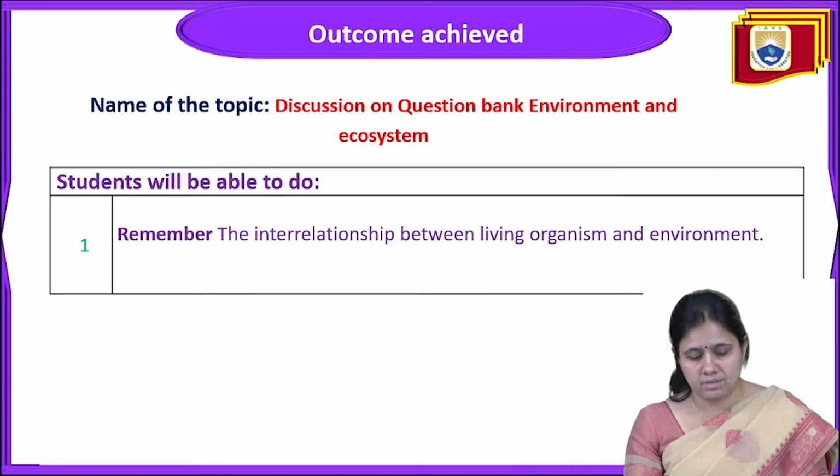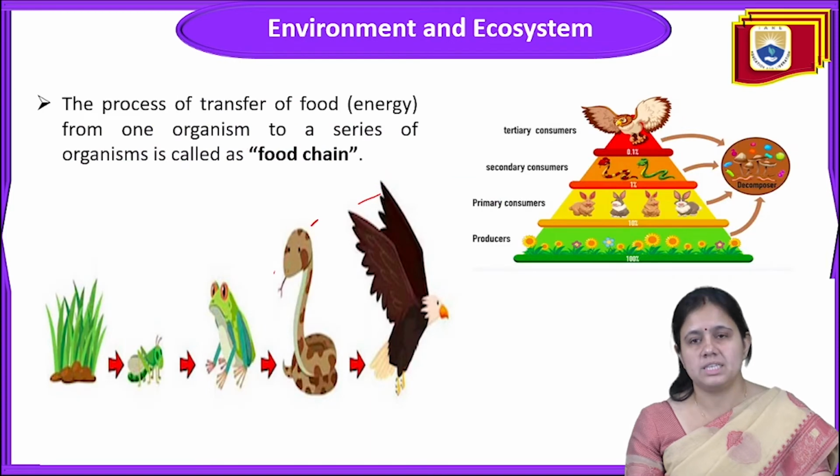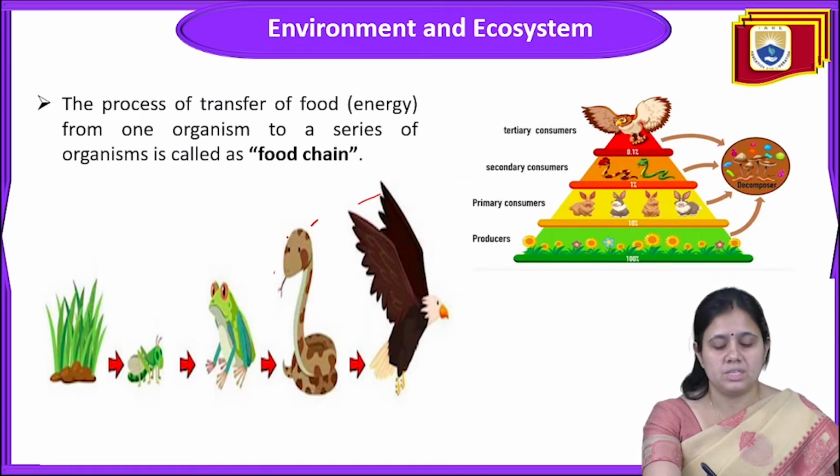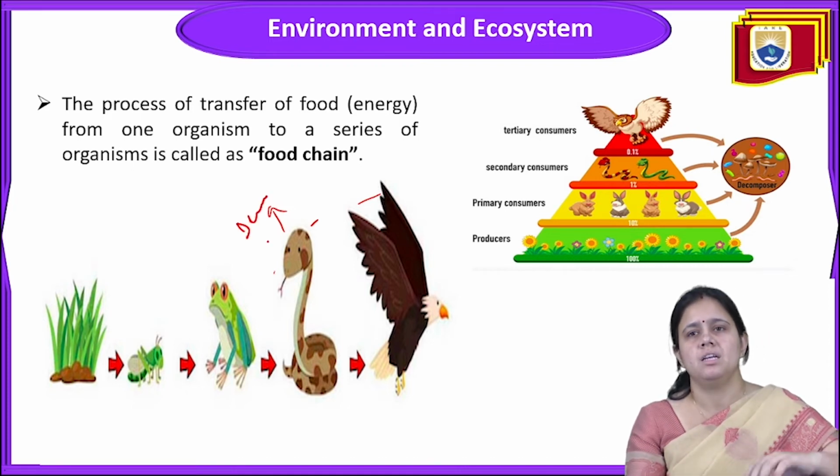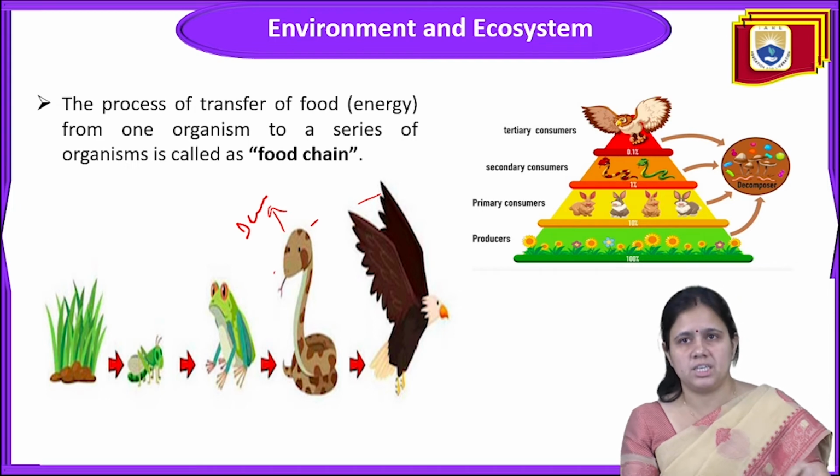So if we see in an ecosystem that the snake is eaten by some animal, some deer, this will be a food web, whereas a straight chain is a food chain.